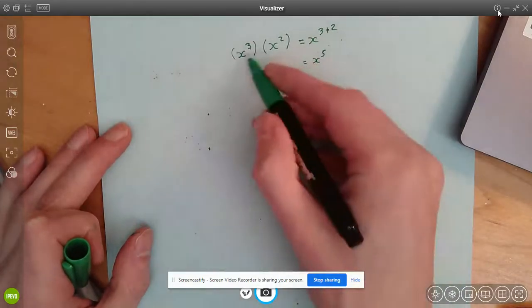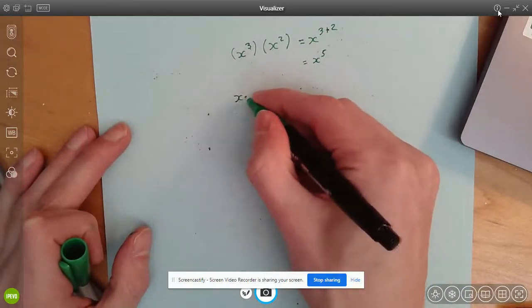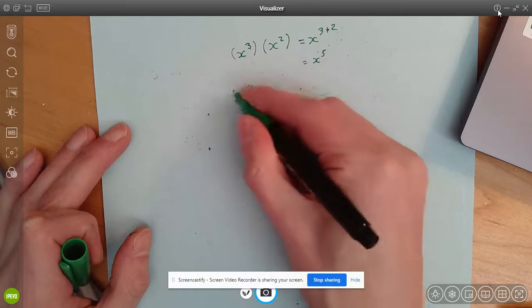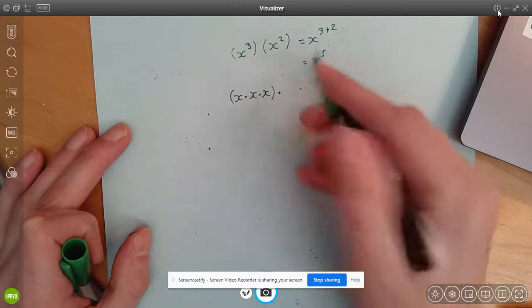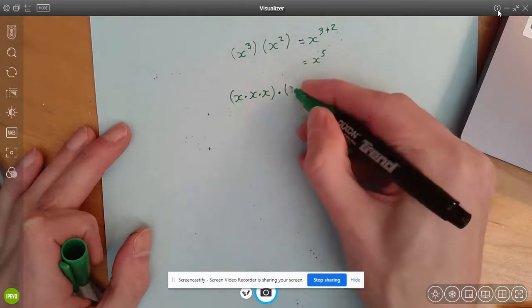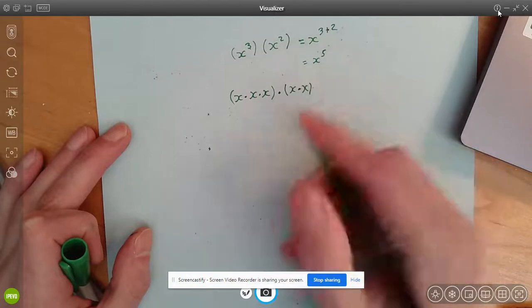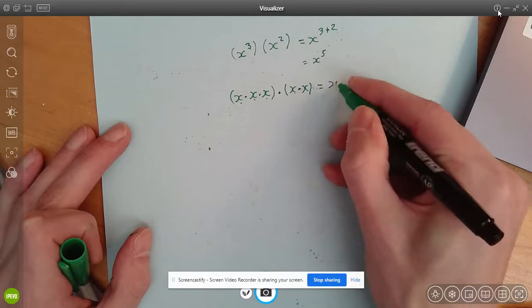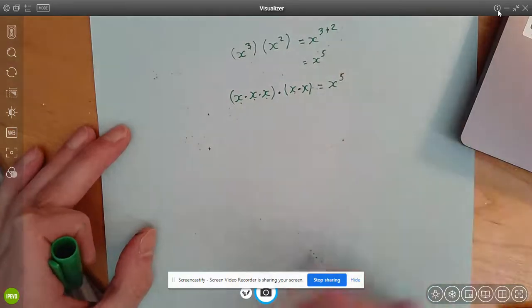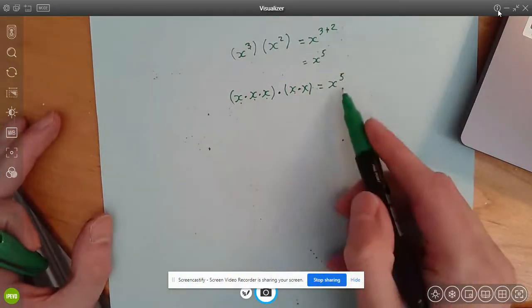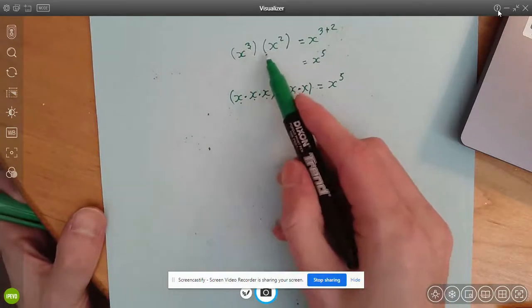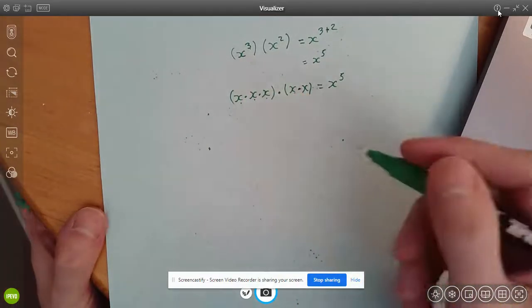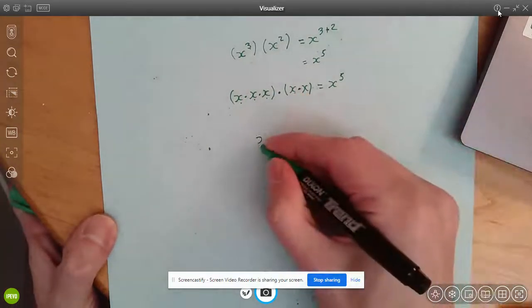The reason that's the case is x cubed is just the same as x times x times x, and then I'm multiplying it by x squared, which is 2 x's. So really what I'm doing is multiplying 5 x's together, so I have x to the 5. So that's the explanation of why I need to add the exponents when I'm multiplying powers that have the same base. Same idea when I'm dividing.